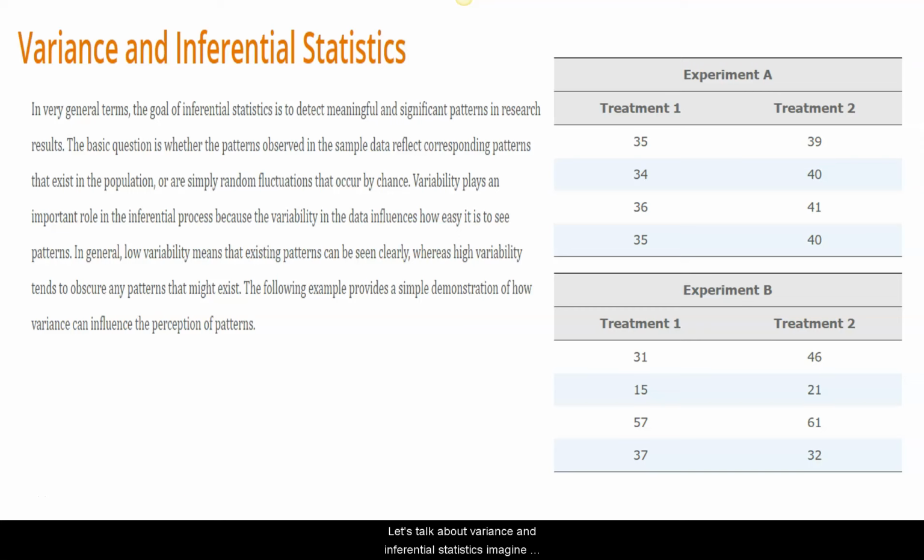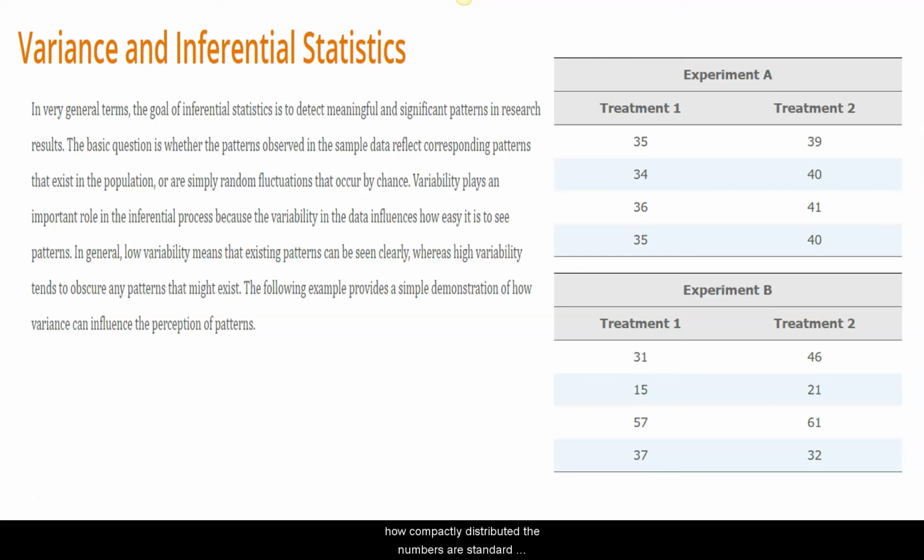Well, let's talk about variance and inferential statistics. Imagine two experiments in which we had treatments 1 and 2. You see in the left-hand box there in experiment A, treatment 1. And maybe this was some average test score, who knows. But it looks like an average of 35. And over in treatment 2, you have an average of 40.